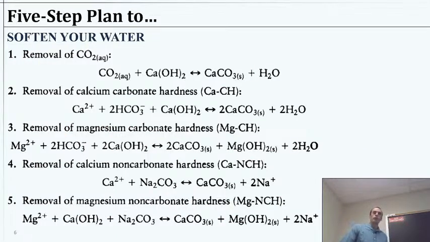All right, so when it comes to softening with this lime soda ash process, we essentially have a 5-step plan to make our water soft. That's the deal. Each of these steps is going to accomplish a specific goal, and I'm going to shut that door.